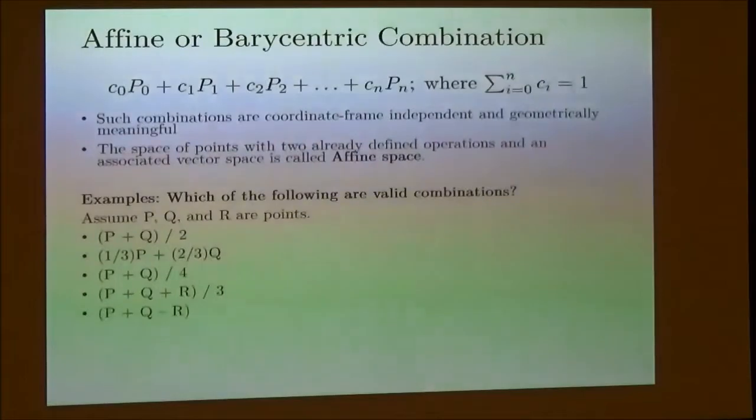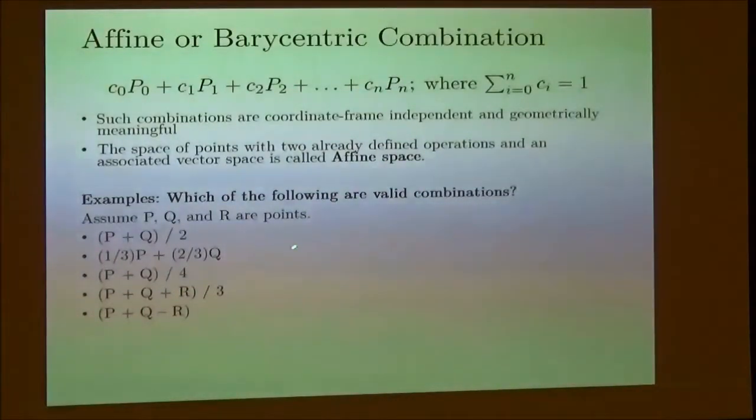The points don't live in the vector space. The points themselves define a space which we call the affine space. And these kinds of operations are coordinate free and they're geometrically meaningful. Associated with every affine space, you can have a vector space too, because you can take the difference between the points, and you have an associated vector space as well. So affine spaces are something bigger than vector spaces.